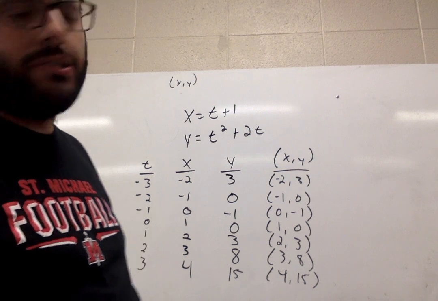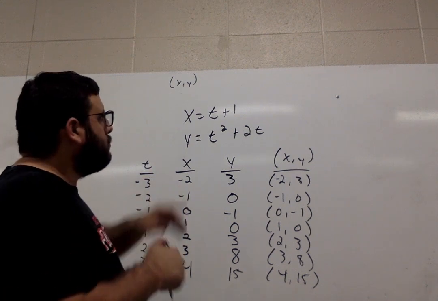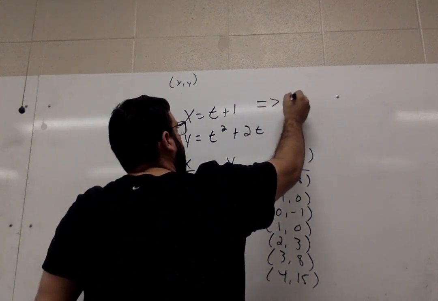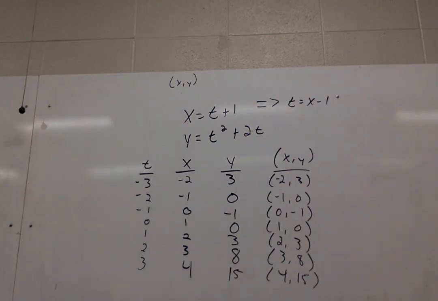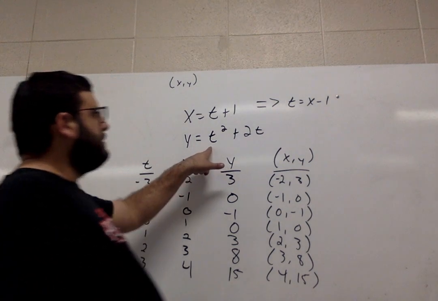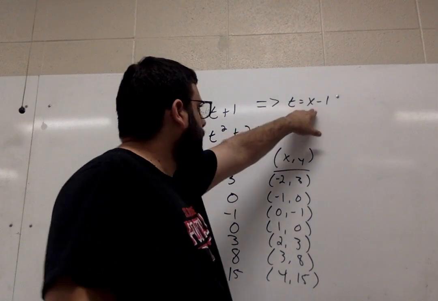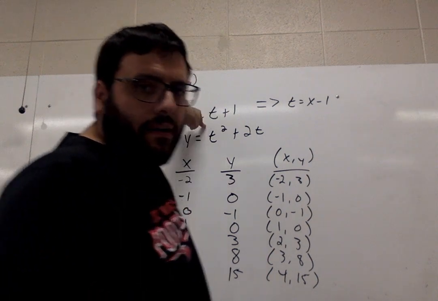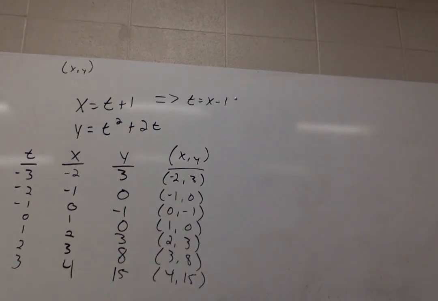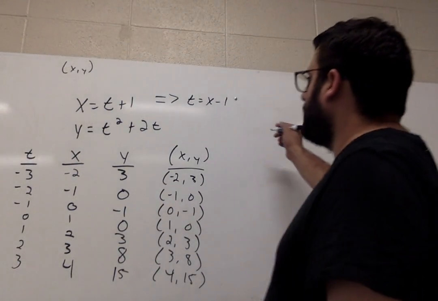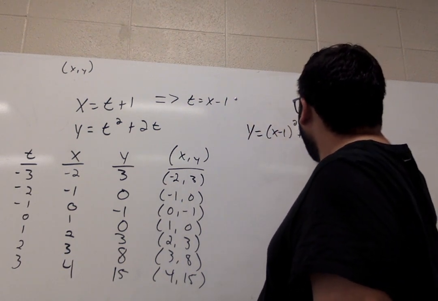So, for example, if I have x equals t plus 1, if I subtract 1 on both sides, here's what I get: t equals x minus 1. Well, if t is x minus 1, let's substitute that into y to get y as an equation of x. So let's take this value for t and substitute it in here. So that's y equals t squared, so (x minus 1) squared, plus 2 times (x minus 1).